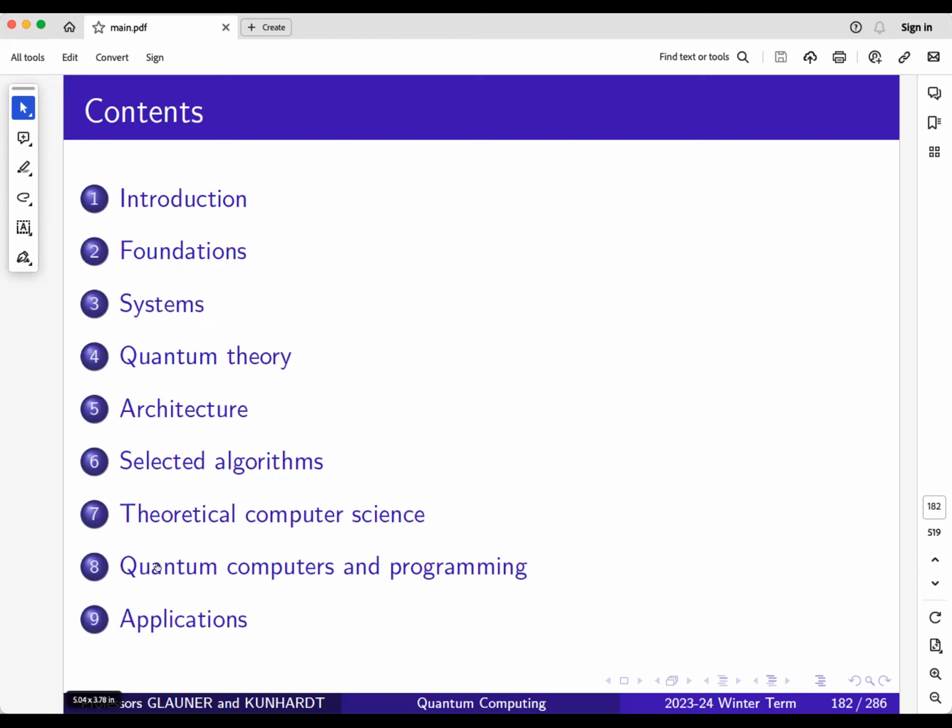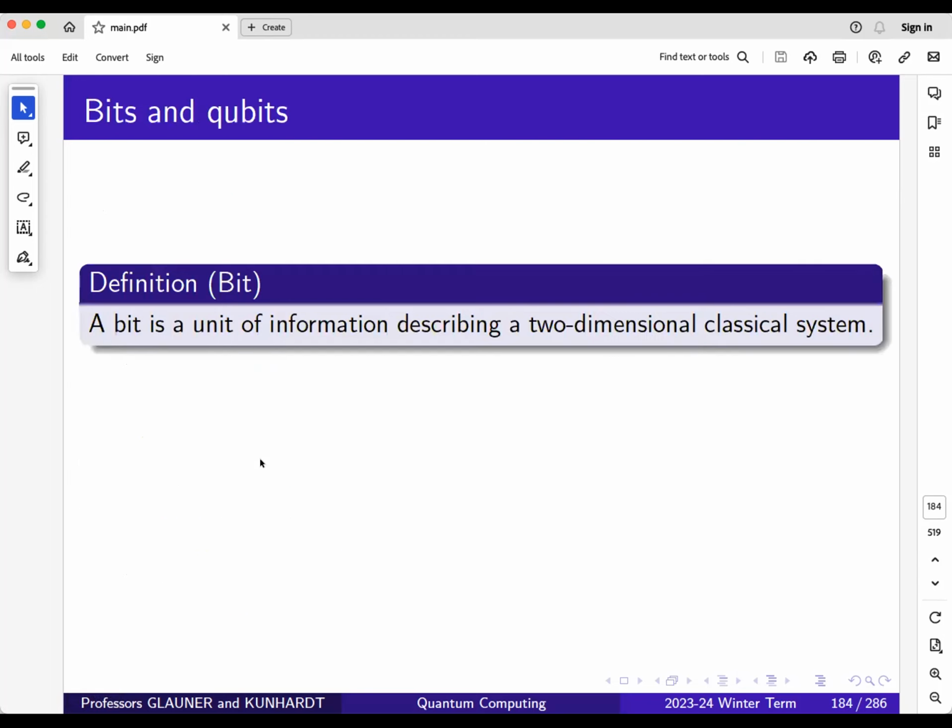And Horst Kunhardt will again come into play when it's about quantum computer architectures. For programming, there's also an assignment, so this will still take a little bit. But once we have all the building blocks, we can actually look into selected algorithms.